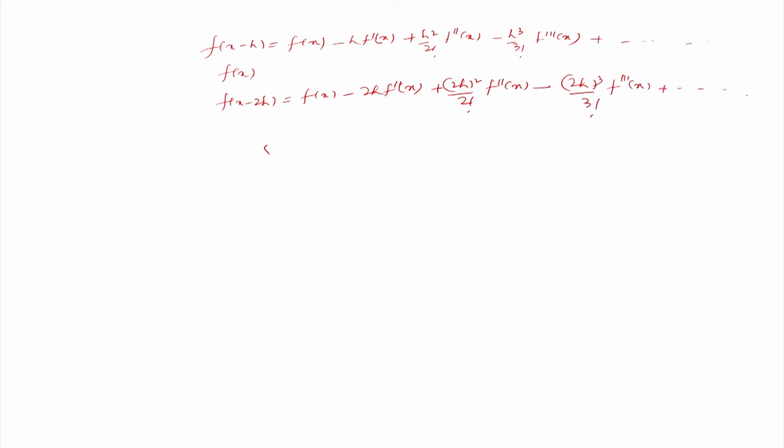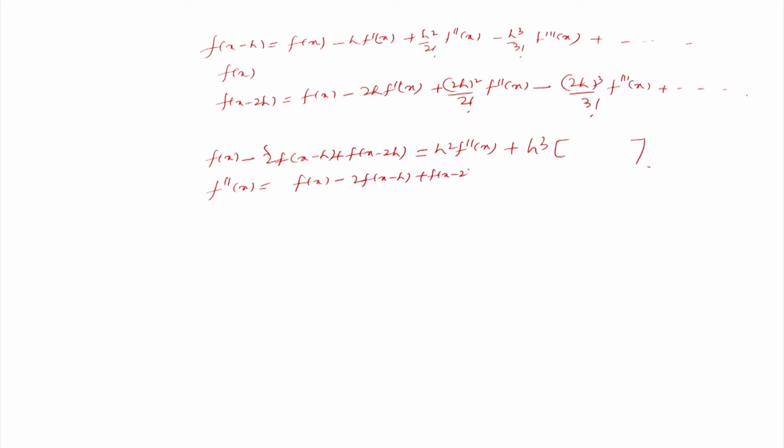And if we combine these terms in the form f(x) minus 2f(x minus h) plus f(x minus 2h), we obtain h square f double dash of x plus h cube and all other terms there. So that is why we can write f double dash of x as f(x) minus 2f(x minus h) plus f(x minus 2h) divided by h square plus order of h here.